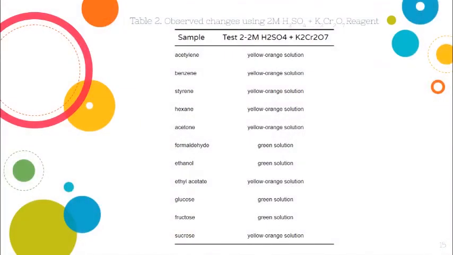The result is also the observance of color change. Either a yellow, orange, or a green solution was observed. A positive result for this test is characterized by a green solution as observed with formaldehyde, ethanol, glucose, and fructose. The green coloration is expected when samples are oxidizable primary and secondary alcohols.